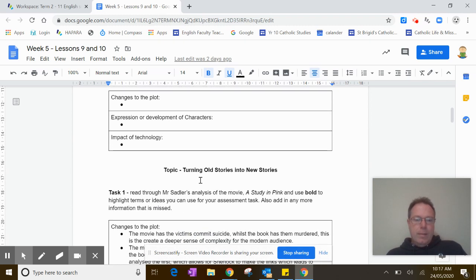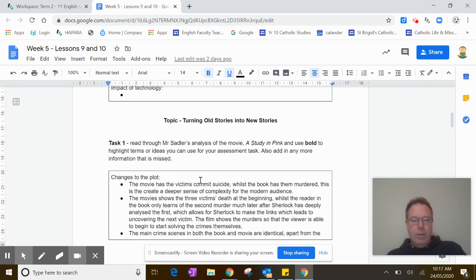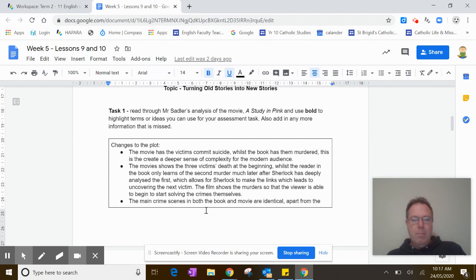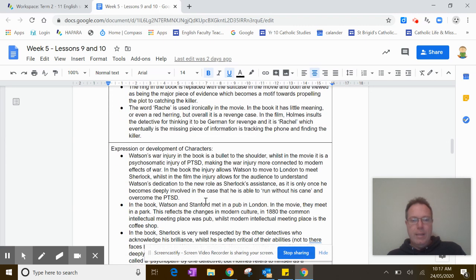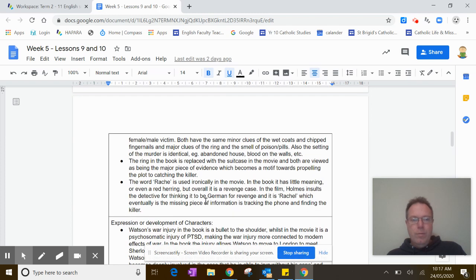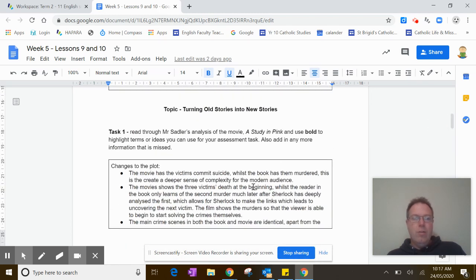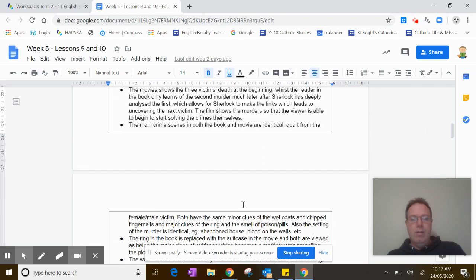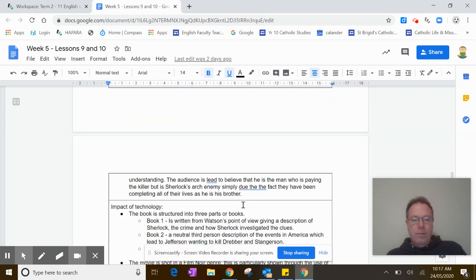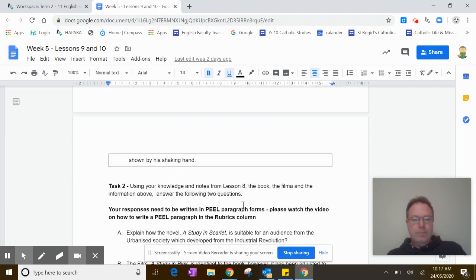Underneath here is what I don't want you to look at until you fill that in: this is my version of that task. You're to read through that afterwards and highlight anything you think you're going to be able to use when it comes to your assessment task. Very clearly for your assessment task, you're looking at how technology has impacted the way that we express stories. A large part of that task is talking about A Study in Pink and how it's been changed, adapted and improved through the use of technology. So you look at that task and fill it in. Please don't read this until afterwards.